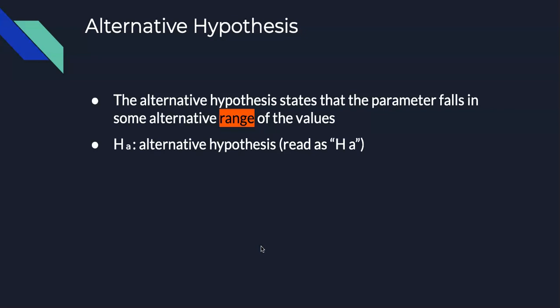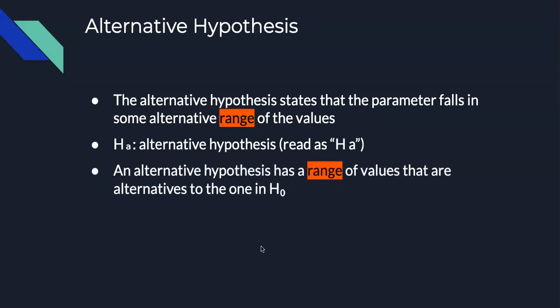You read it as H-A. We talked about that already. Not H-naught, H-A. An alternative hypothesis has a range of values. That's important. So I highlighted that it has values that are alternative to the one in H naught.